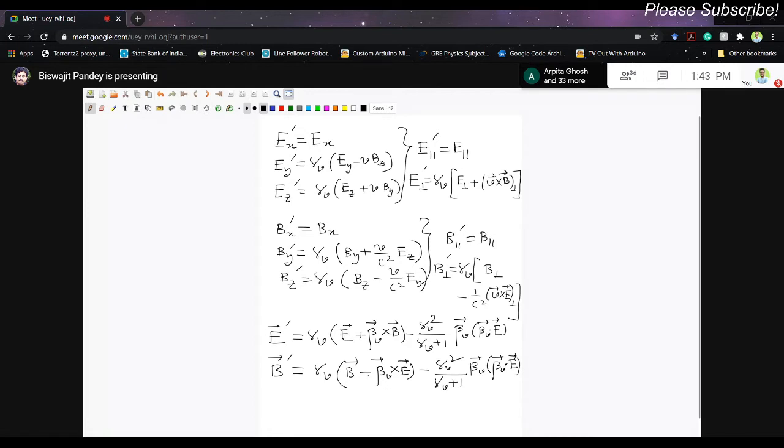Okay, so you'll be using each of them. Suppose it is written that the prime frame is moving along the y-axis. It is easier to use this transformation, because in that case you know each of the terms in a simple manner. You can also use this one. They're identical, but you just have to write them in a compact manner by using the general Lorentz transformation matrix.